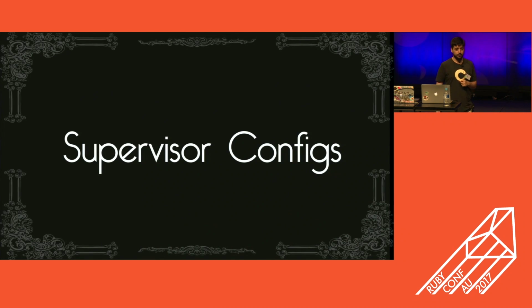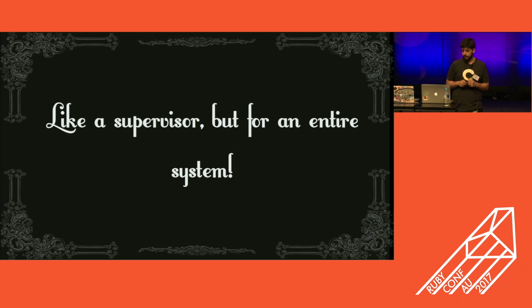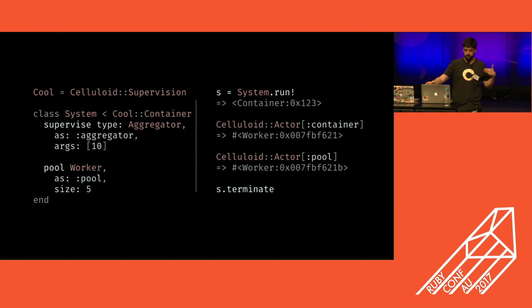And the final interesting thing is Supervisor Configs. Supervisor Configs are like a supervisor, but for the entire system. So instead of having only one tree of parents and children, you can basically describe your entire system. And there are many ways of doing that in the Celluloid API. This is the class-based approach. There's also a hash configuration-based approach.